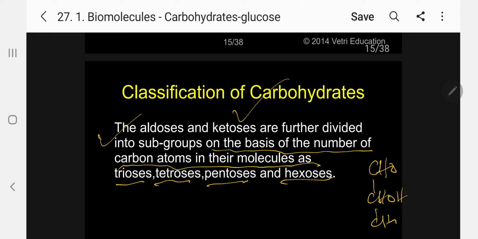This is glyceraldehyde. Kindly follow the asymmetric carbon atom only. Glyceraldehyde is called an aldotriose. It comes under the aldotrioses. The next one we can go for is erythrose, a tetrose, for example. Like this we can go on, and pentoses and hexoses we can study.